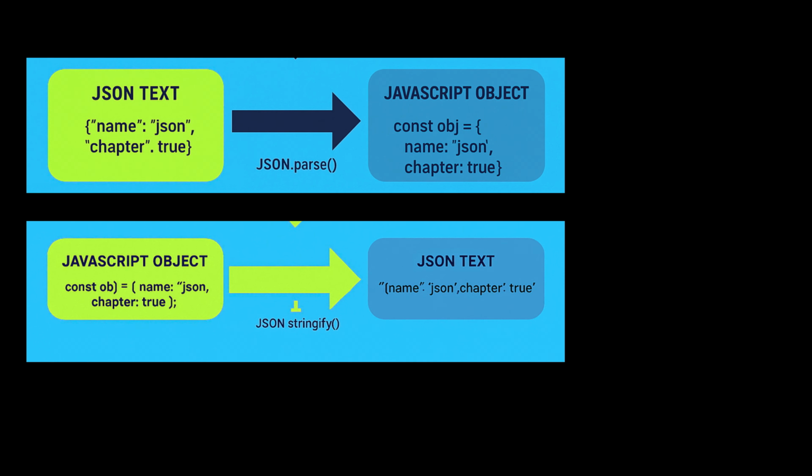So, ninjas, that's all about JSON. You can manipulate it freely after converting it with JSON.parse, and then convert it back to text with JSON.stringify whenever you need to store or send it.